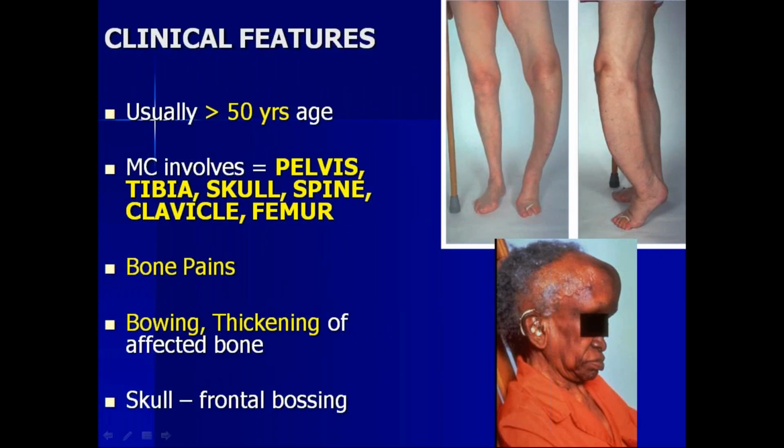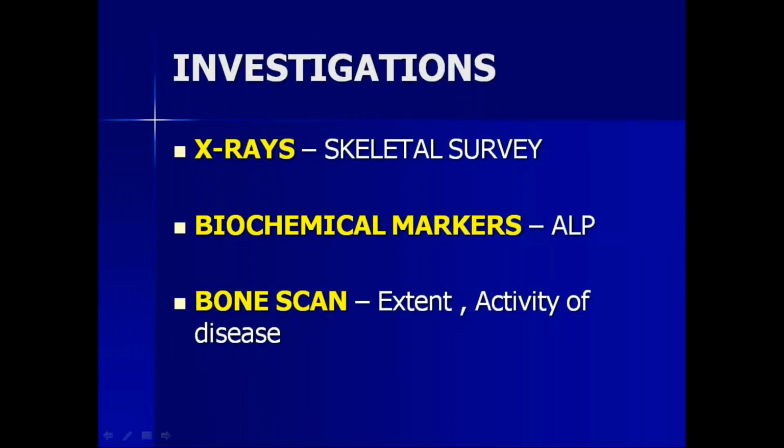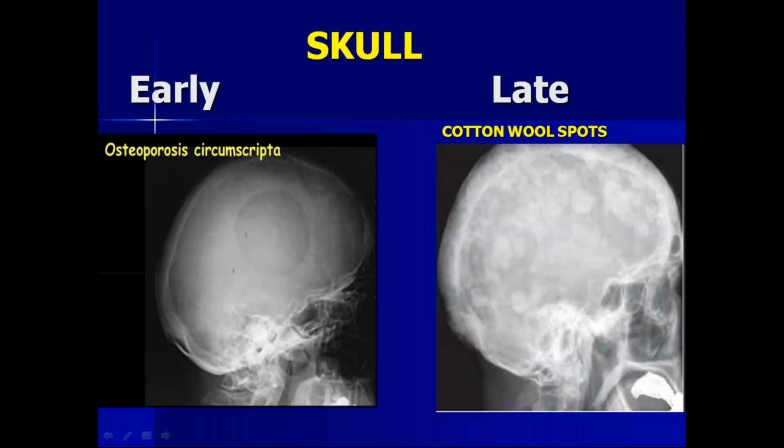It usually occurs at more than 50 years of age. In my whole 5 years, I have seen only 2 patients of Paget's disease. Above 50 years, they complain of bone pains, bowing and thickening of the affected bone, and frontal bossing of the skull. X-rays are usually taken, and biochemical markers show increased alkaline phosphatase. A bone scan shows the extent of activity of the disease.